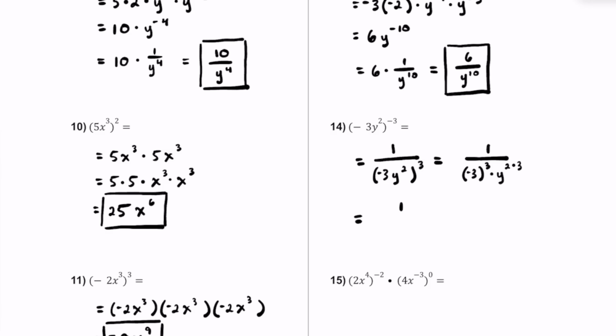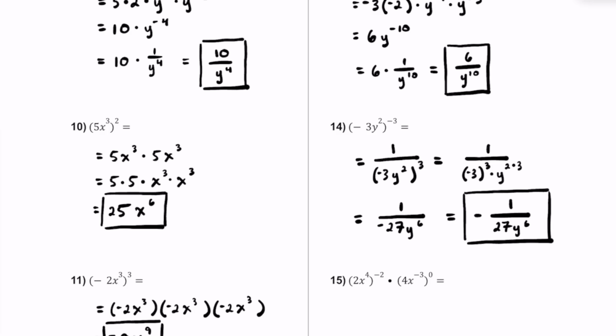So rewriting this and simplifying a little more, this negative 3 to the 3rd power is negative 3 times negative 3 times negative 3, which hopefully makes sense is going to be negative 27. And then if we have this y to the 2nd power to the 3rd power, that's really y to the 6th power here. Okay, so writing our final expression, typically we move the negative in front of the fraction. So it's going to be negative 1 over 27y to the 6th power. All right, this right here would be our most simplified expression.